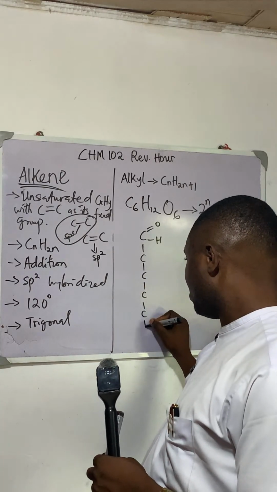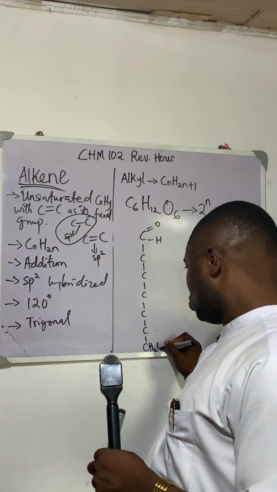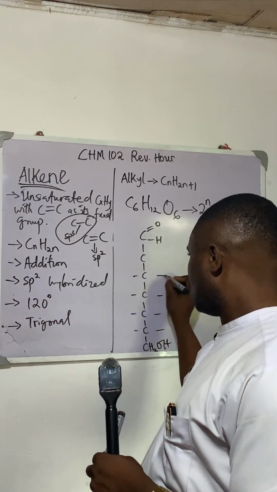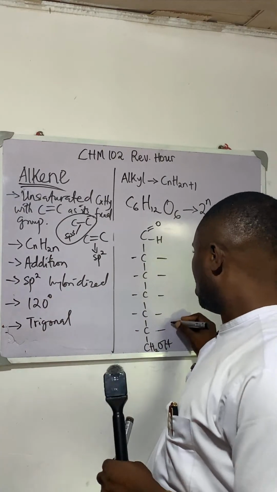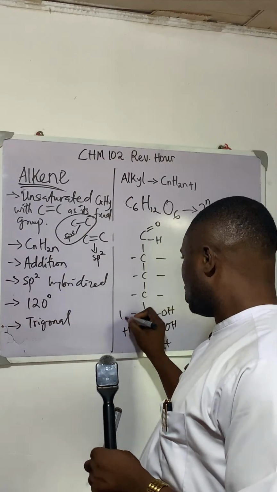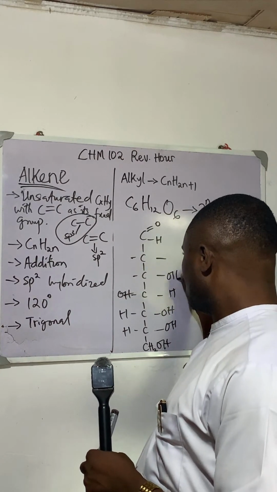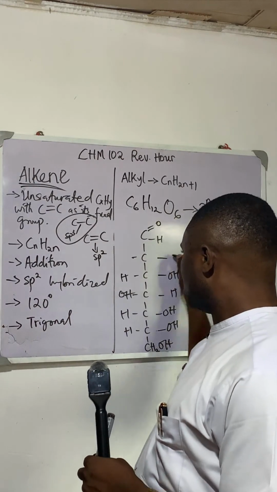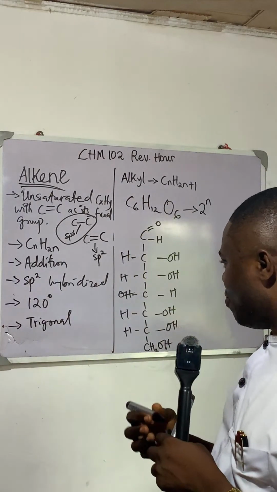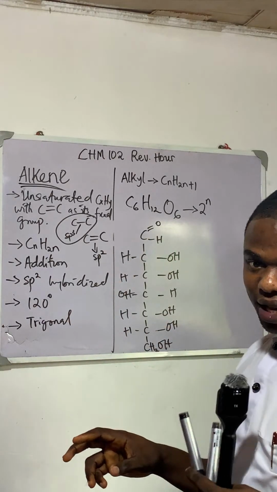3, 4, 5, 6, 7. Let me just put this as CH2OH. Now, OH, OH, hydrogen, hydrogen, OH, hydrogen, OH, hydrogen, OH, hydrogen. I think this corresponds to the compound that you gave me. So I just want to answer your question.